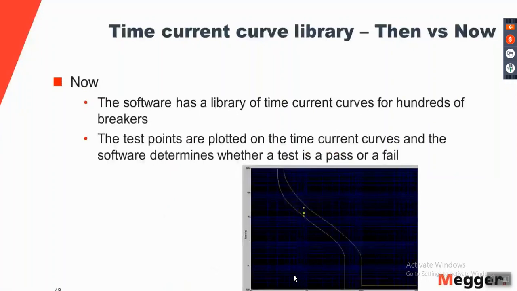If you use a modern test set, it has software, and the software takes care of that for you. So the software could have a time current curve library with curves for hundreds of breakers. You can even put in the curve that you want if your breaker is not in the database. So you can pull up the time current curve, run the test. The test points are plotted on the time current curves by the software. The software even indicates whether the points are a pass or a fail by highlighting them in green or red. So it eliminates the chances for operator error in this case.